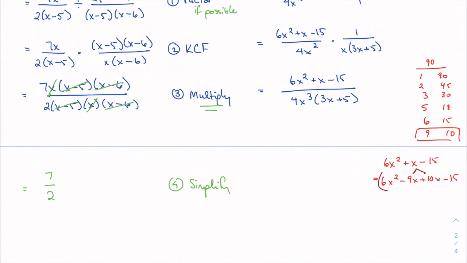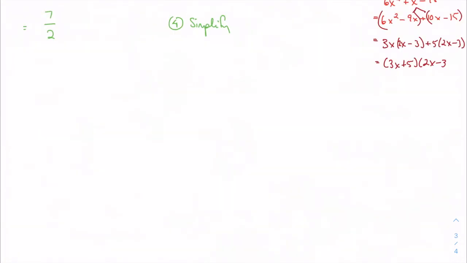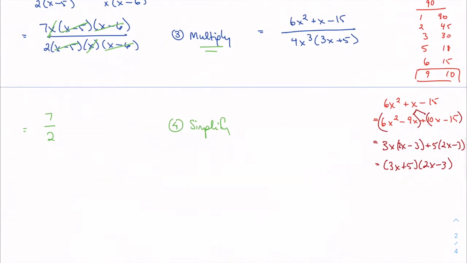We're going to group off, of course. So I get 3x, oh yeah, there it is. X minus 3 plus 2. Oh no, nope. Sorry, it should be 2x minus 3. 5 times 2x minus 3, factoring out my common factors. So we get 3x plus 5, 2x minus 3, and sure enough, whoa, this does actually factor.